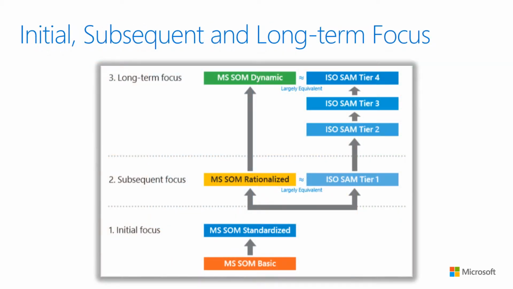SOM is based on the ISO 19770-1 SAM processes, and this diagram shows the correlation with the tiers in the ISO 19770 model, with rationalised being similar to the ISO SAM Tier 1 and the dynamic level generally corresponding to the ISO SAM Tiers 2, 3 and 4. This diagram also reiterates that an organisation should aim to move from one level to the next. The first 2 levels, basic and standardised, should be the initial focus for an organisation, and as SAM maturity increases, the organisation will progress up to rationalised with the ultimate long-term goal of arriving at a dynamic state.